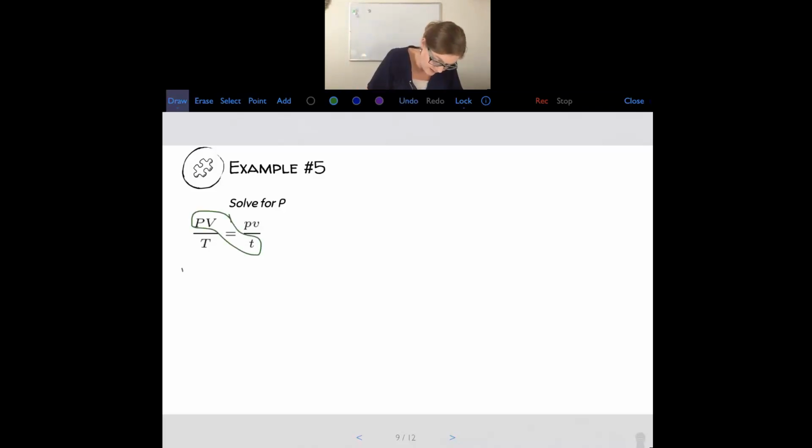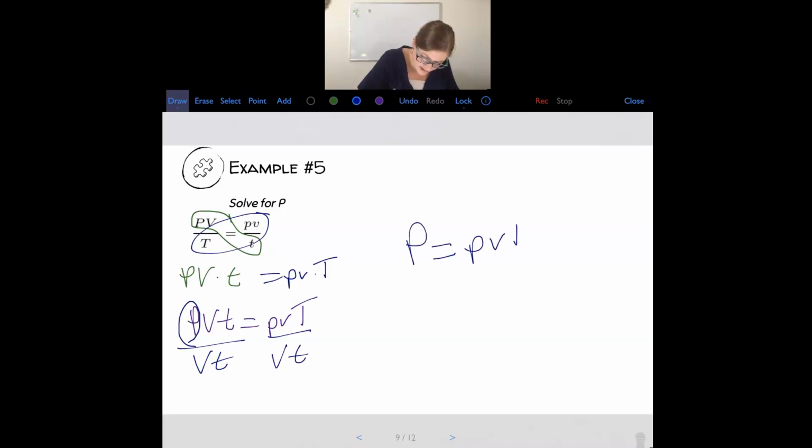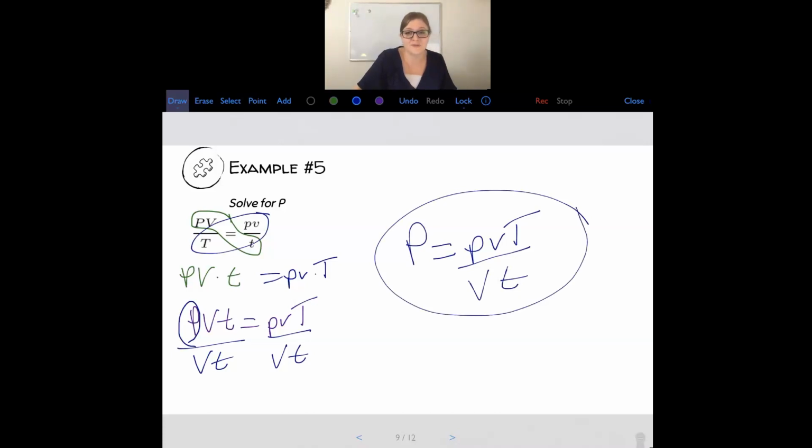This is PV times little t equals lowercase p times lowercase v times capital T. Okay, so now what I have if I simplify is I just have PV little t is equal to pv capital T. So don't lose track of your letters here. We're solving for capital P. The v times t is in our way, so we can divide both sides by v times t to get capital P is equal to lowercase p, lowercase v, capital T over capital V, lowercase t. And that would be our final answer.